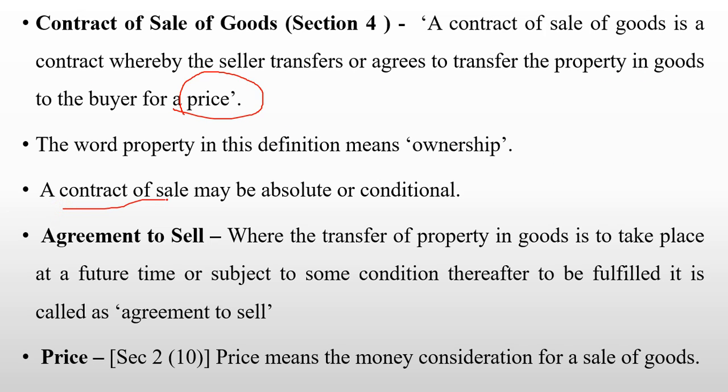And the contract of sale may be absolute or conditional. Now absolute means immediately: if the seller is selling the goods to the buyer, means transferring the ownership to the buyer, it is absolute. And if there is a condition kept, then it becomes the agreement to sell. There are two types of contract of sale. One is absolute and second is conditional. If it is absolute, then it becomes sale, and if it is a condition, it becomes agreement to sell.